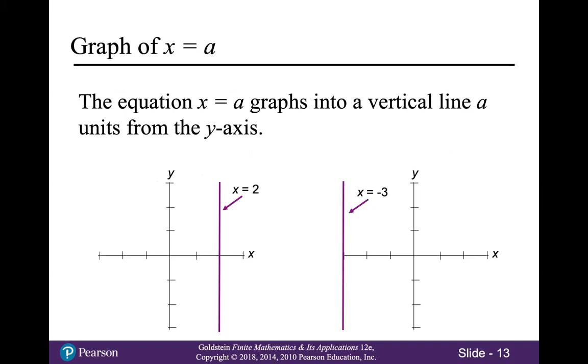All right, so now let's talk about the graph of x equals a. So hopefully you've heard this in some other class. The equation x equals a has a graph which is a vertical line, a units from the y-axis. A is a directed distance, so it can be positive or negative. In the case of, say, x equals 2, that is a vertical line 2 units to the right of the y-axis. X equals negative 3 is a vertical line 3 units to the left of the y-axis.